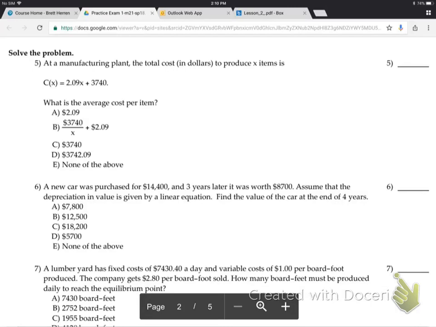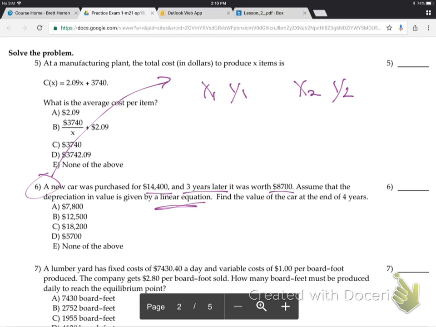Number 6, new car, purchased $14,400. 3 years later, it went down in price, right? Cars do that. Assume that the depreciation in value is a linear equation. So this is the 3rd time we've dealt with this. As soon as you see those words, you think, oh, you mean they're talking x1, y1, x2, y2? Absolutely. This is the 3rd time we've had a linear equation problem. It's that same thing again.